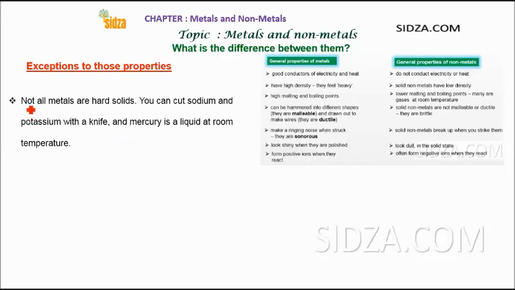Like we said, metals are hard solids, while there are certain metals which you can cut with a knife, so they are soft. Some metals are soft, like sodium and potassium. Not all metals are hard solids. And mercury is not solid at room temperature. It is in the liquid state. So this is another exception.